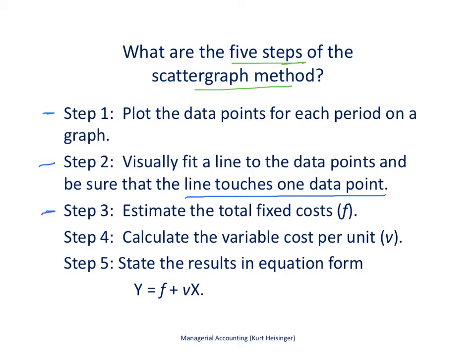Step 3 is to estimate the total fixed costs, that we call F, and then step 4 is to calculate the variable cost per unit, and we call that V. Step 5 then is to take all of that information and state it in the equation form of y equals F plus Vx, where y is our total cost, F is the total fixed cost, V is the variable cost per unit, and X is the number of units that we expect to produce.